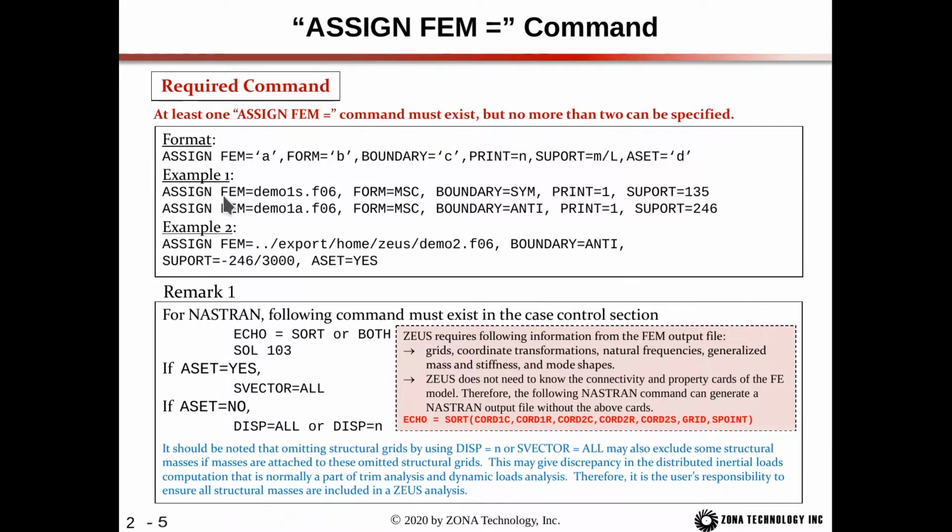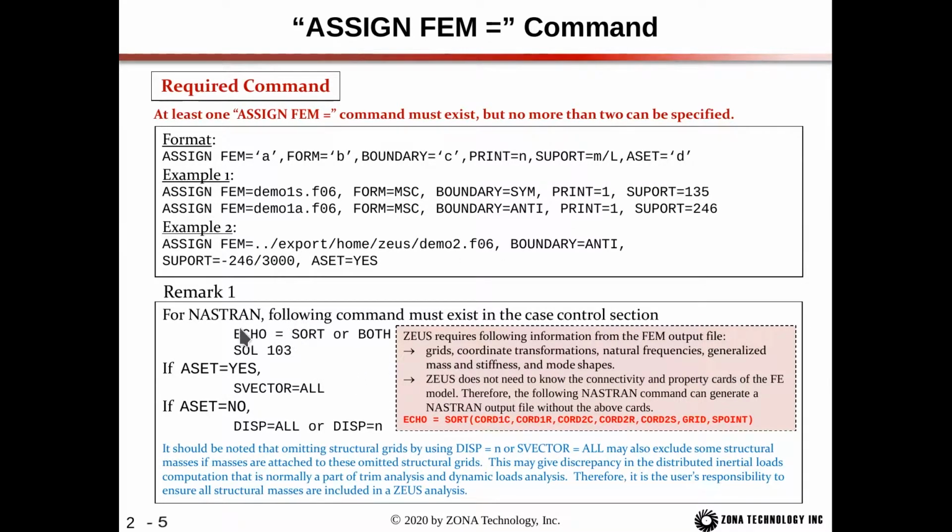You can have 2 in this example here, where your structure model is a half model, and so you have the symmetric and the anti-symmetric solutions. So you can import both the symmetric and anti-symmetric. Usually nowadays, your models will be full span, in which case you can only import one solution. So we have assign FEM equals file name, and then form, boundary, print, support, and Aset.